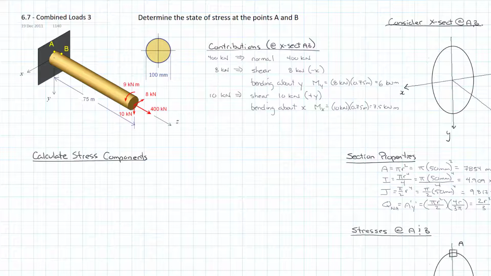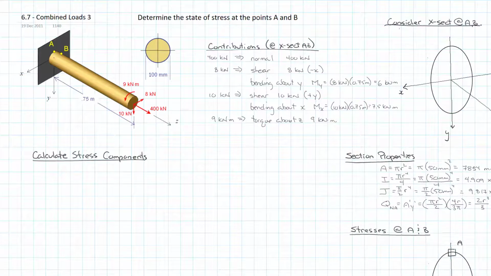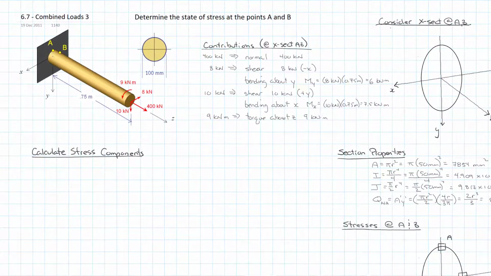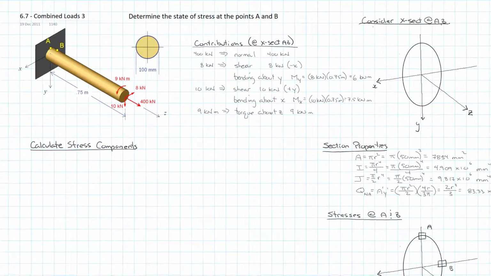And finally, we have our torque of 9 kilonewton meters, and that just provides a torque about the z equal to its value of 9 kilonewton meters. So what I want to do then is to transfer all of these to our cross section.